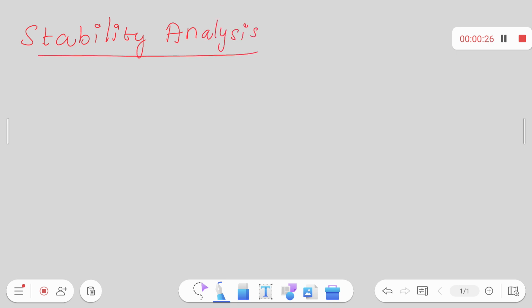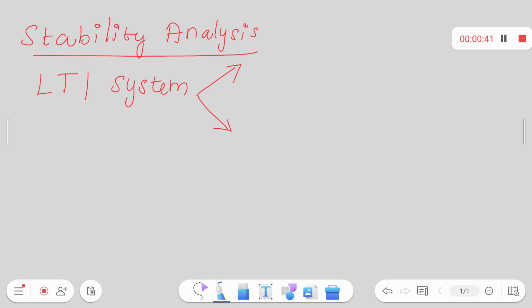Now we are going to see an interesting topic in control system, stability analysis. Stability analysis. So as we know, for a linear time invariant system, we can say when a system is said to be stable.